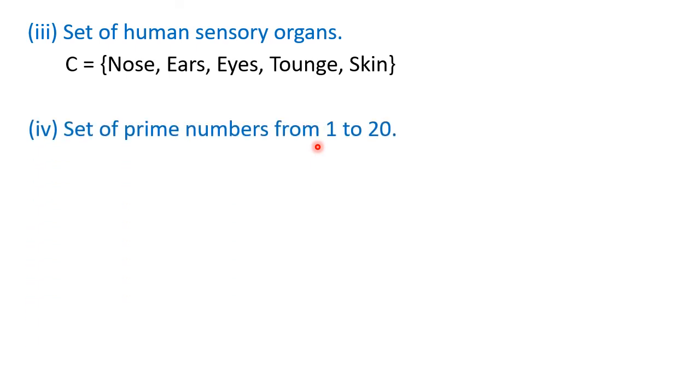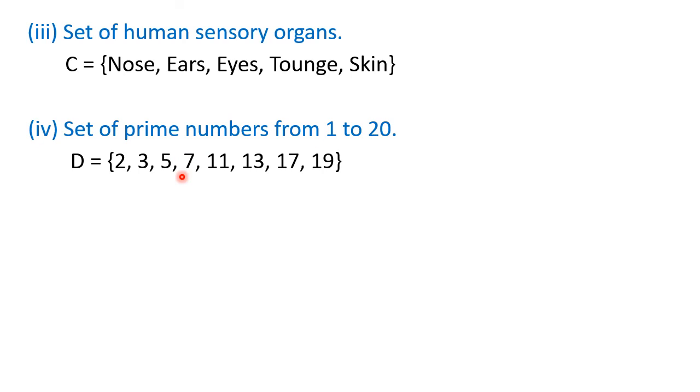Next, set of prime numbers from 1 to 20. Now see, the word prime numbers is used. So you have to write down the prime numbers from 1 to 20. From means you have to start from 1. But you know that 1 is neither prime nor composite. So your set is going to start from 2, then 3, 5, 7.